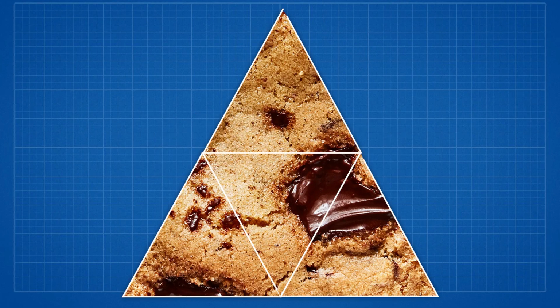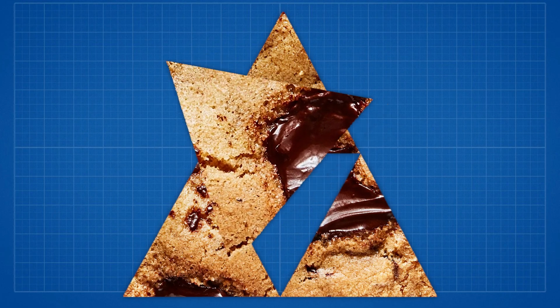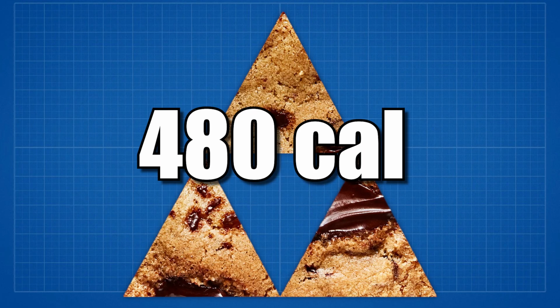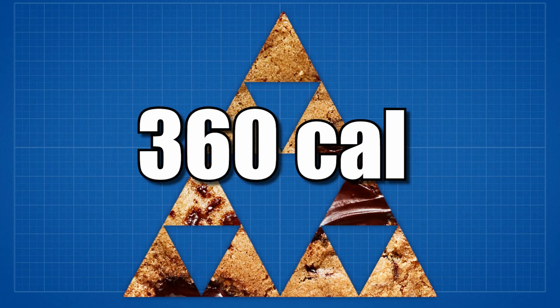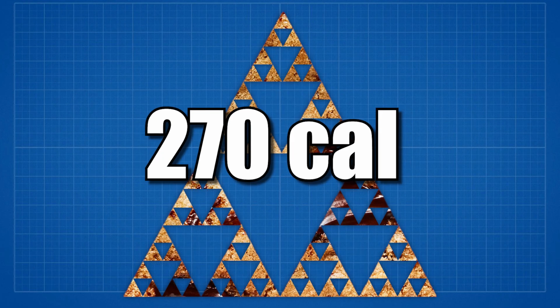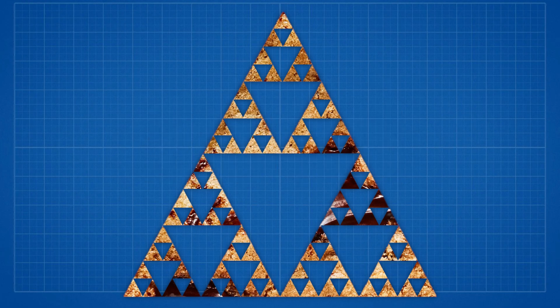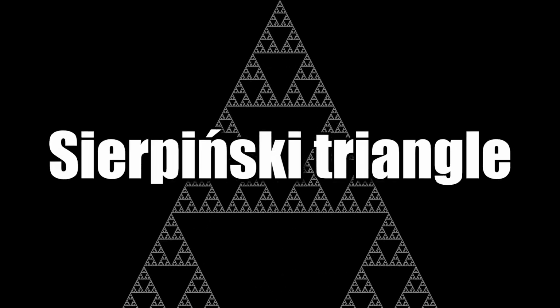If we cut it in 4 equal pieces and take away 1, it will now have 480 calories. Do it again, we get 360 calories. Again, we get 270 calories, and again, and again, and again, forever. We will eventually be left with something that's called Sierpiński Triangle.